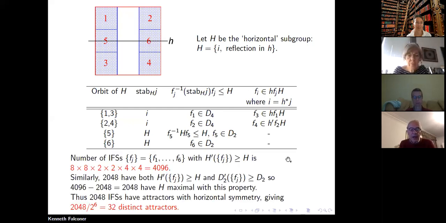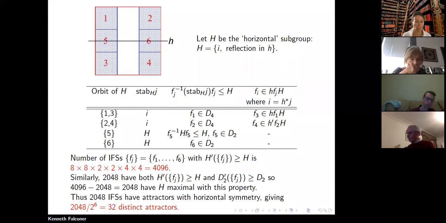And now we can simply count up the number of sextuples F1 up to F6 that satisfy the conditions for H to be a subgroup of H primed corresponding to the iterated function system F1 up to F6. And we've just got to go through this table. We've got 8 possibilities for F1, that can be anything. And given those, we've just got 2 possibilities corresponding to the elements of H for F3. So that's 8 times 2. Similarly, for F2 and F4, there are 8 possibilities for F2, and just 2 possibilities thereafter for F4. And now F5 can be anything in D2, so there are 4 possibilities there. F6 can be anything in D2, 4 possibilities there. So that gives 4,096 sextuples that satisfy these conditions, and therefore that give this condition for the subgroup H.